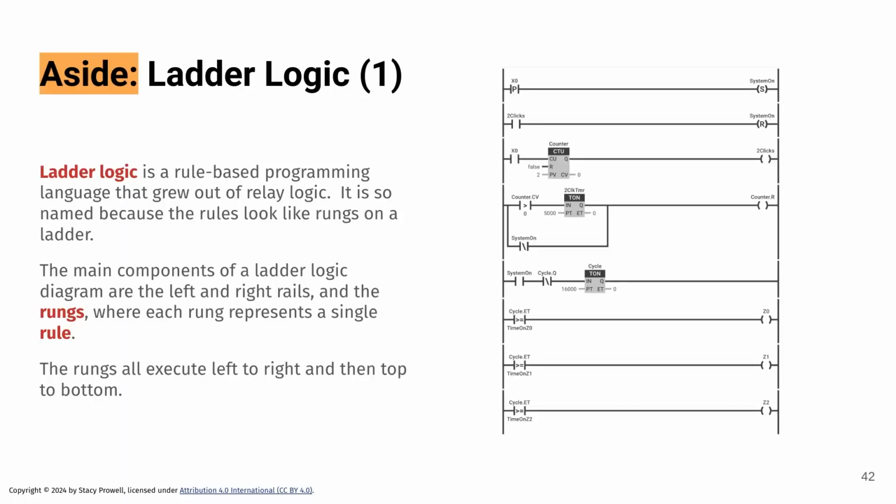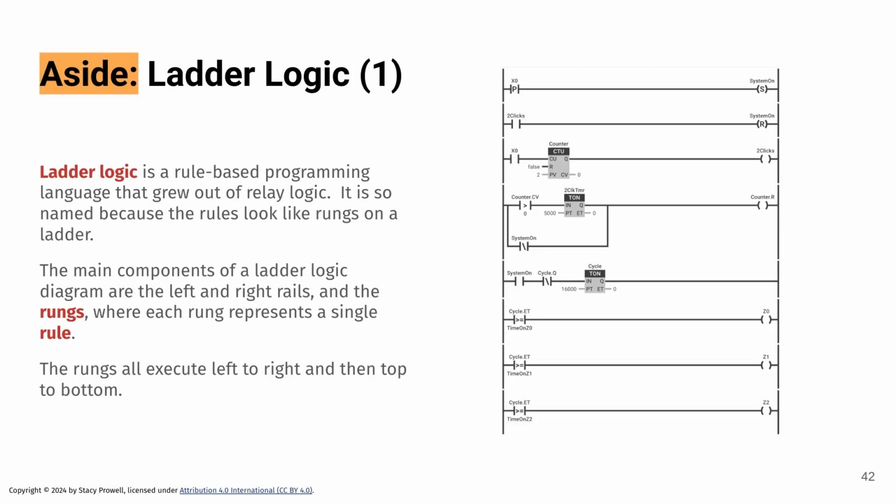Ladder logic is a rule-based programming language, and it grew out of relay logic. And we call it ladder logic because what you see over on the right-hand side looks like a ladder, and that is, in fact, a ladder logic program. And it looks like a ladder, right? It's got these two rails, one on the left, one on the right, and then a bunch of rungs that connect them. And that's what we call them, right? There are rails on the left and right, and then there are rungs.